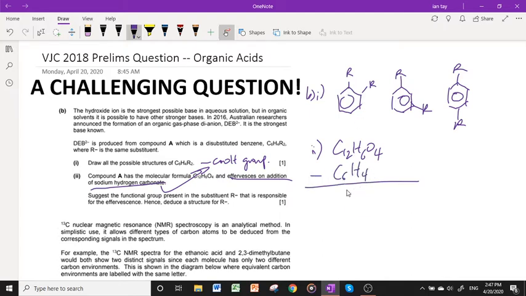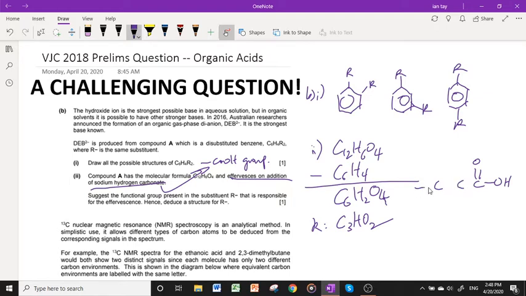So we'll take a look. C6H2O4, and this forms two R groups. So each R group is C3HO2. So we know that on one end there will be the COOH, and that takes one C, two O's and one H. So we need two more C's.